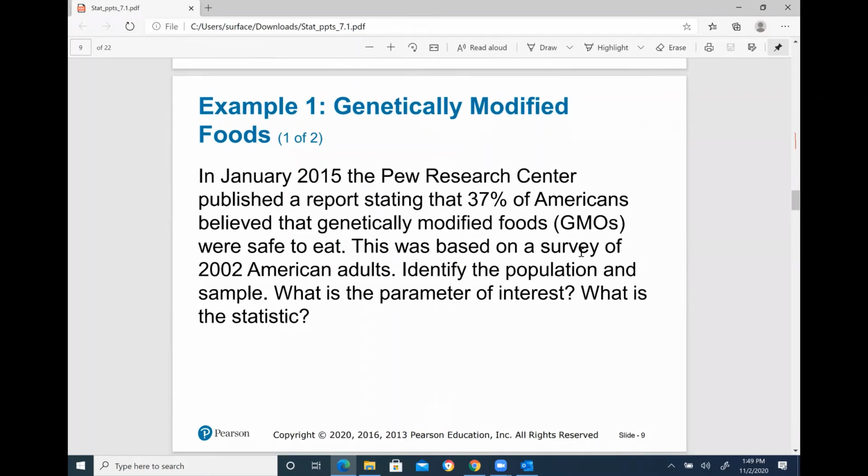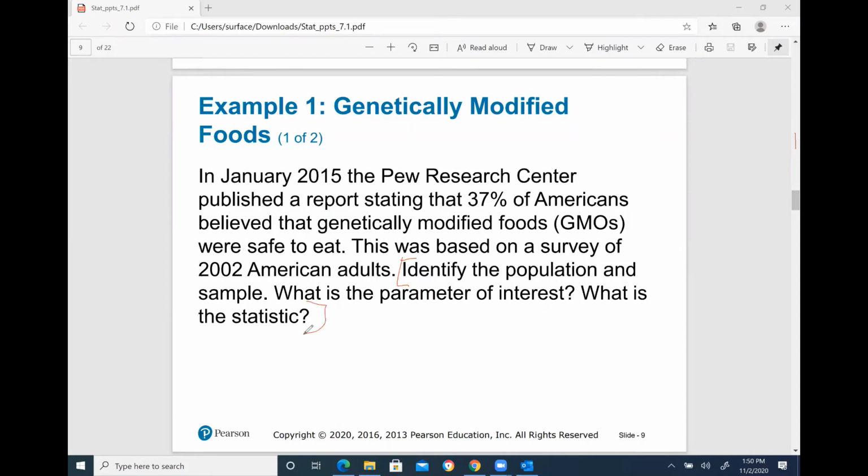An example: in January 2015, the Pew Research Center published a report stating that 37% of Americans believe that genetically modified food, we call GMOs, were safe to eat. This was based on a survey of 2002 American adults. Identify the population and the sample. This is the question that they asked. Identify the population and sample, and then what is the parameter of interest and what is the statistic in this case.